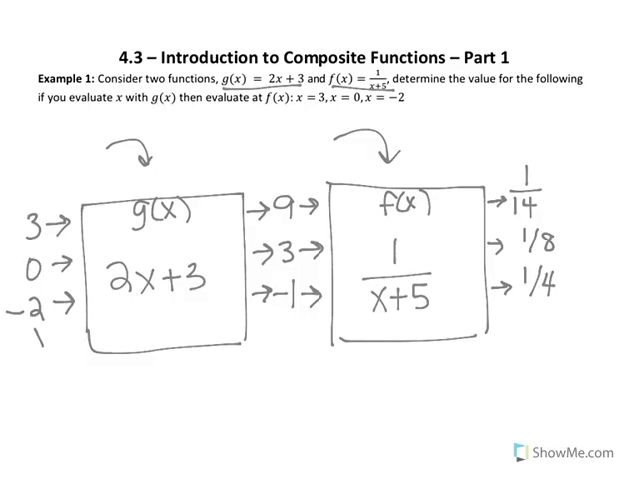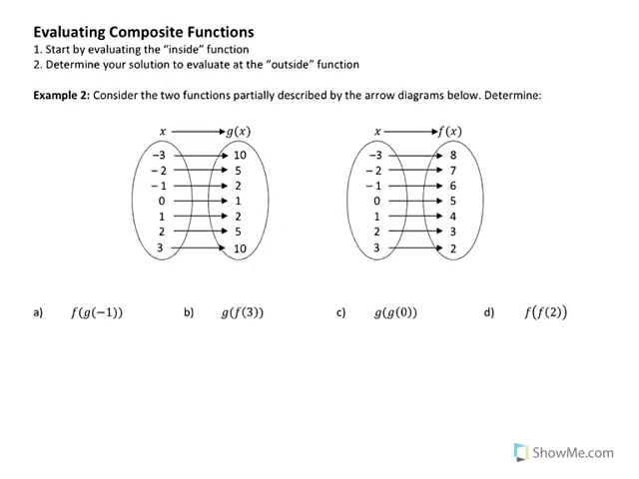If I plug an x in here, it comes out as g evaluated at x. And if I plug it into the second function, it comes out as f evaluated at g of x. So this is how it works when we're evaluating composite functions. You do your inside function first, and then you work your way towards the outside. So it's inside out. That's kind of how we have to think about it.